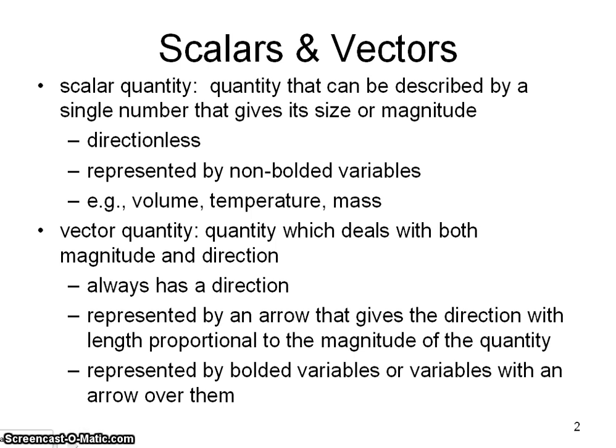And we write them as either bolded variables or variables with an arrow over them. I prefer to use variables with an arrow over them just because when you handwrite, it's easier to draw an arrow than to make it bold. And if it's got an arrow over it, you know it's a vector because vectors are arrows.